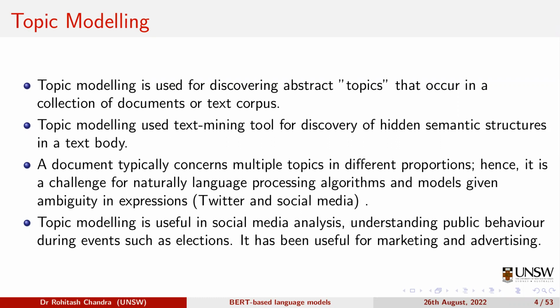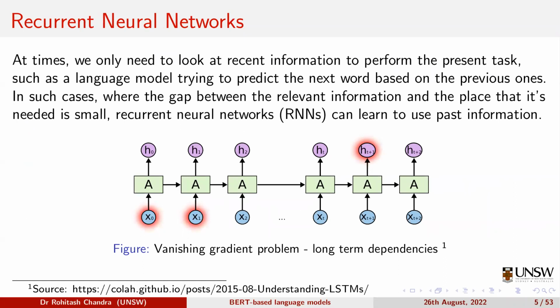Topic modeling is very useful when applied to social media so that we can understand public behavior during events such as elections or pandemics. It is also used for marketing and advertising. So this is basically the basics of topic modeling in social media and sentiment analysis. The major tools these days for natural language processing with deep learning are deep learning models, and recurrent neural networks are prominent deep learning models.